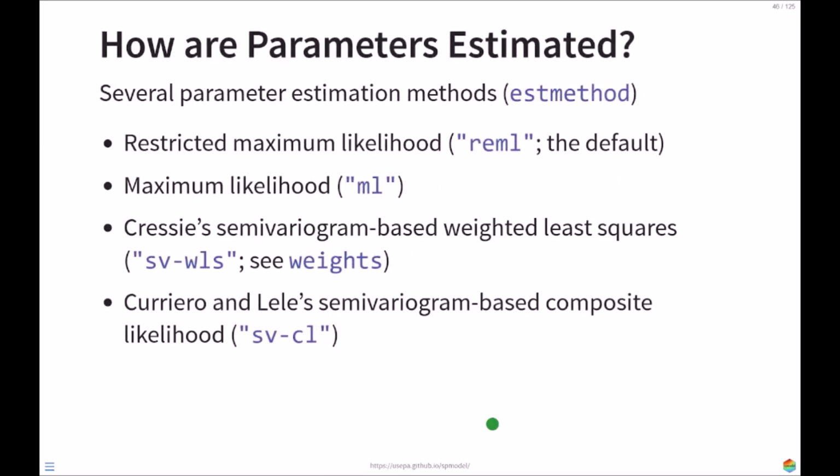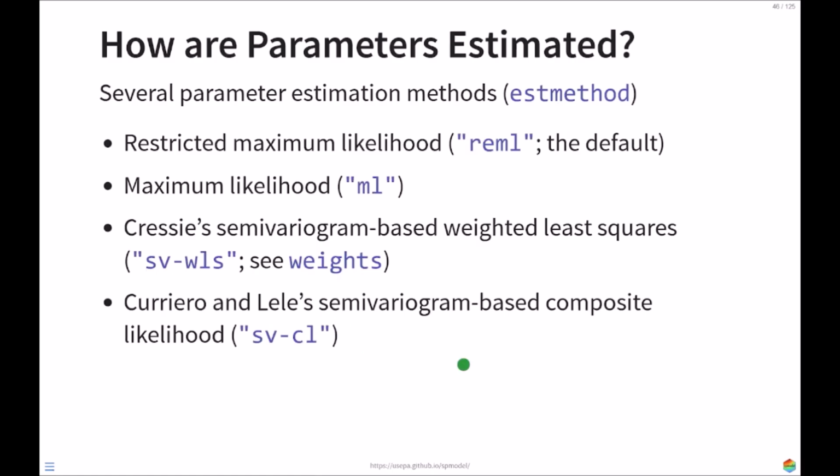How are parameters estimated of these models? There are lots of different options available in spmodel through the est method argument. Restricted maximum likelihood, or REML, is the default. Maximum likelihood is also available. These first two are likelihood-based methods. They assume a Gaussian likelihood for the distribution of the response variable given the explanatory variables, and then we find the parameters that maximize those likelihoods.